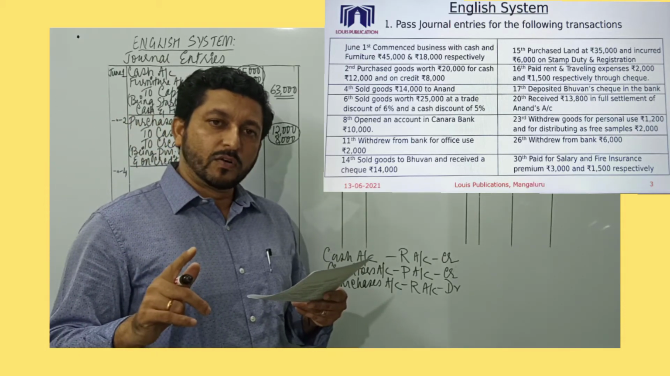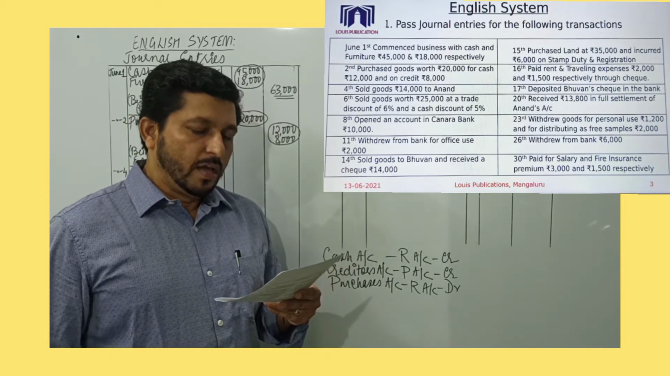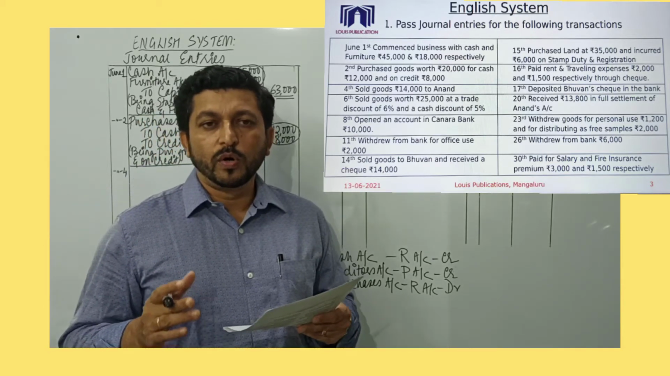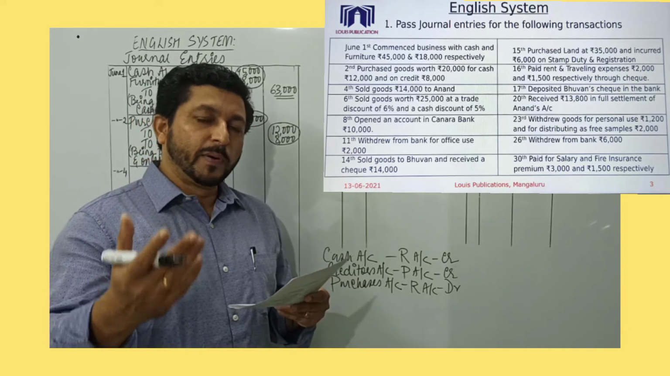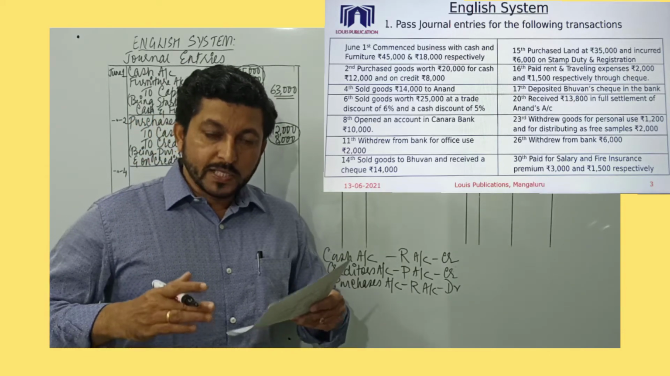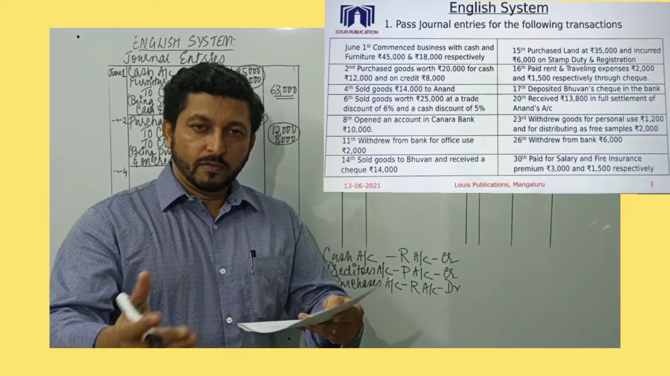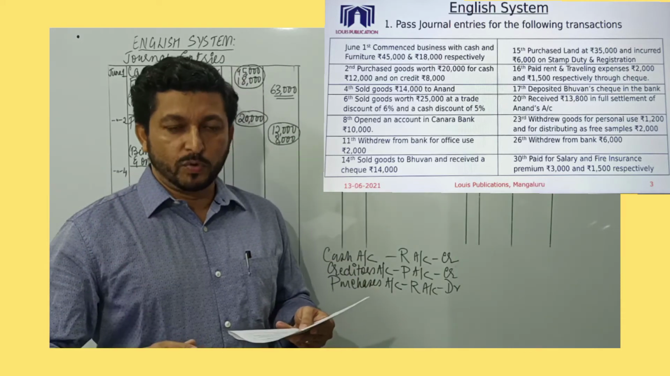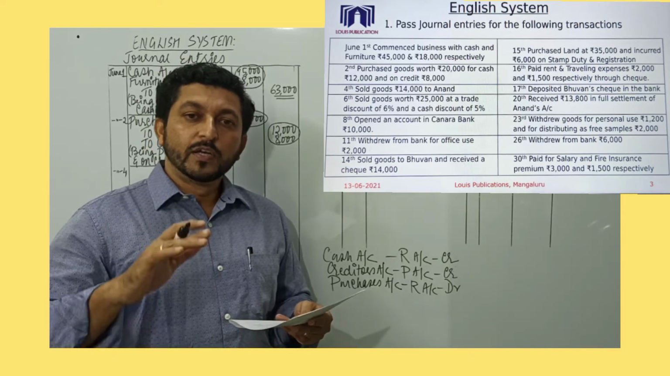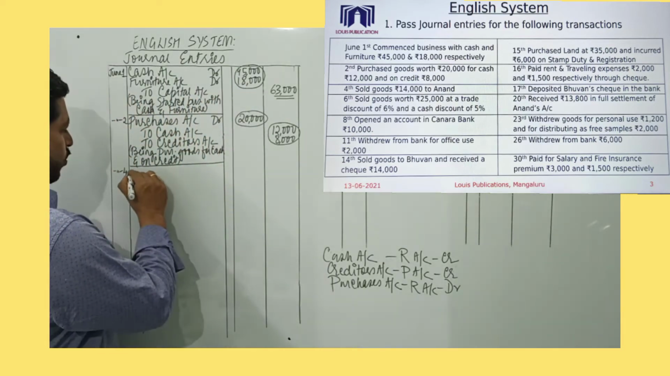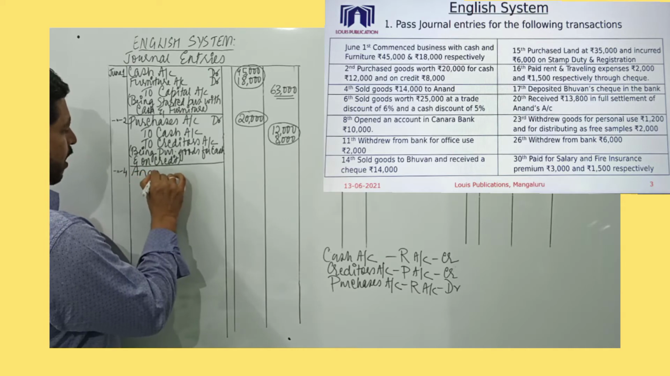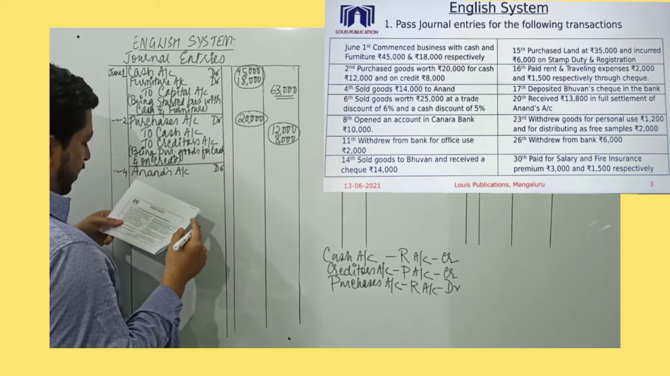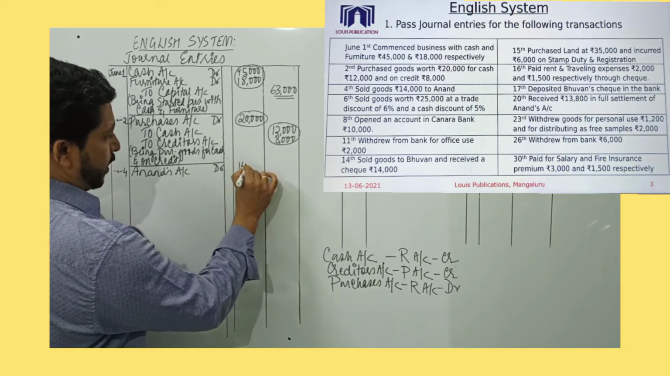One is Anand's account, another one is sales account. Anand's account belongs to personal account, whereas sales account belongs to real account. Let's apply the personal account rule to Anand. Business is selling to Anand. When business is selling to Anand, Anand is the receiver of goods. Anand is the receiver, so debit the receiver of goods. So directly we can record Anand's account debited, that is 14,000 rupees.